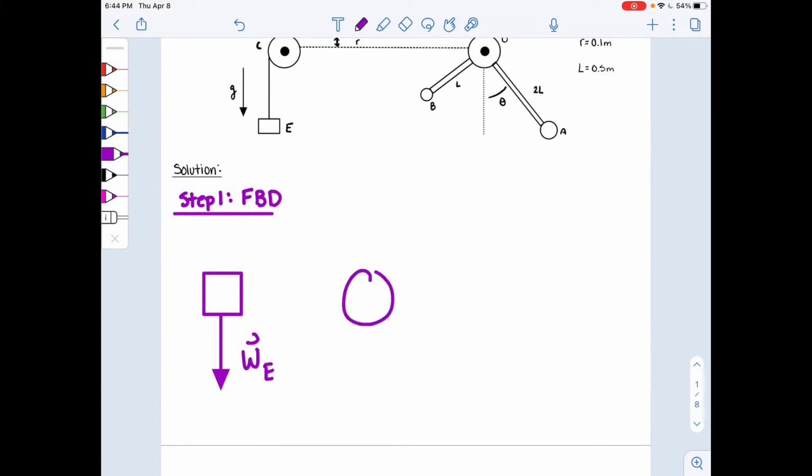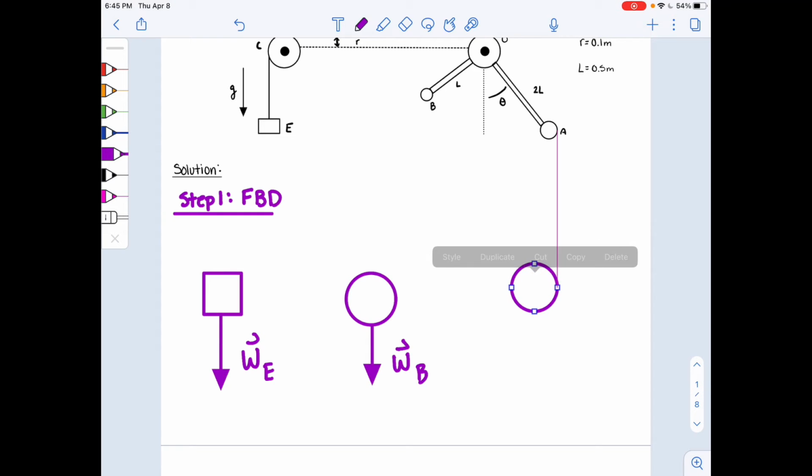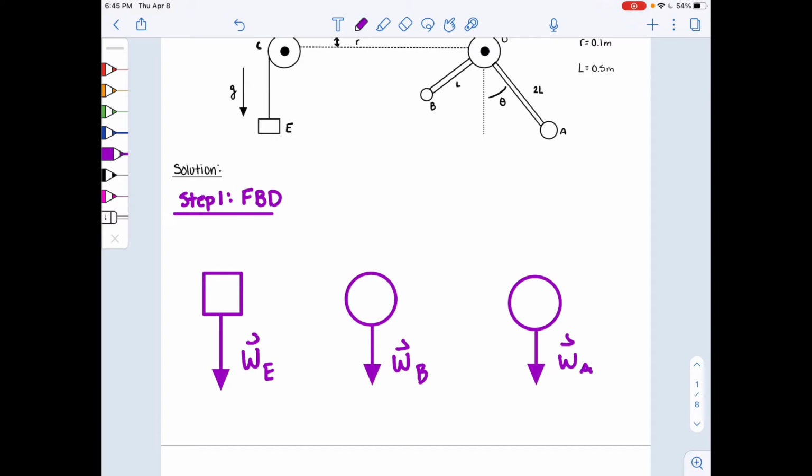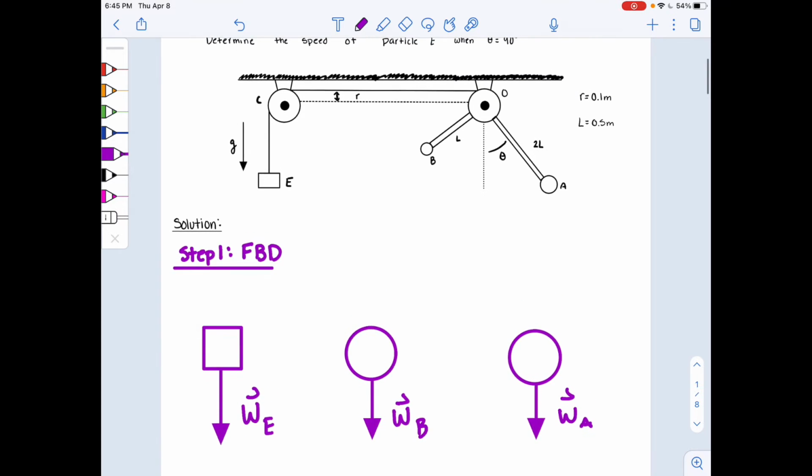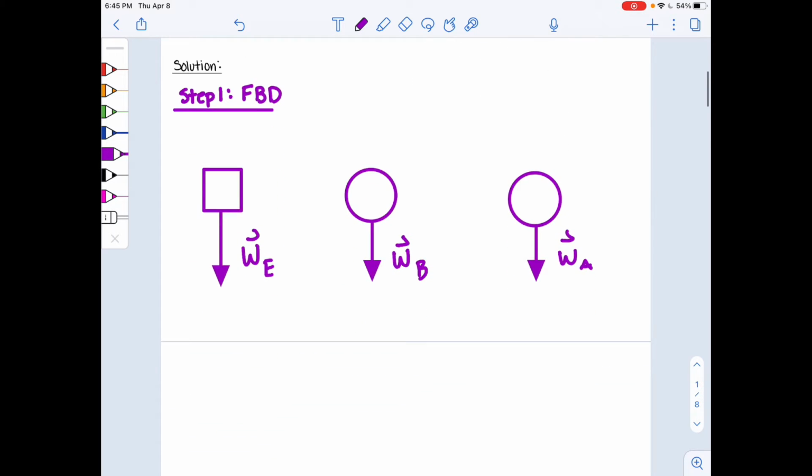Then we're going to go in and draw B. It's a nice little circle. And again, we're going to have weight B down. And then we're going to draw another particle, make that just a tiny bit smaller, and this is going to be our WA. So we have our free body diagram set up.